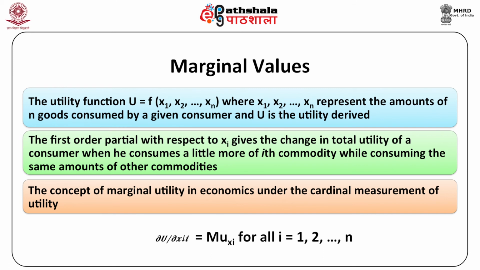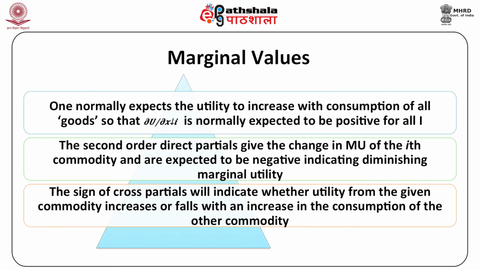Thus, ∂u/∂xi = MUxi for all i = 1 to n. One normally expects the utility to increase with consumption of all goods, so that ∂u/∂xi is normally expected to be positive for all i. The second order direct partials give the change in MU of the ith commodity and are expected to be negative, indicating diminishing marginal utility. The signs of cross partials will indicate whether the utility from the given commodity increases or falls with an increase in the consumption of the other commodity.